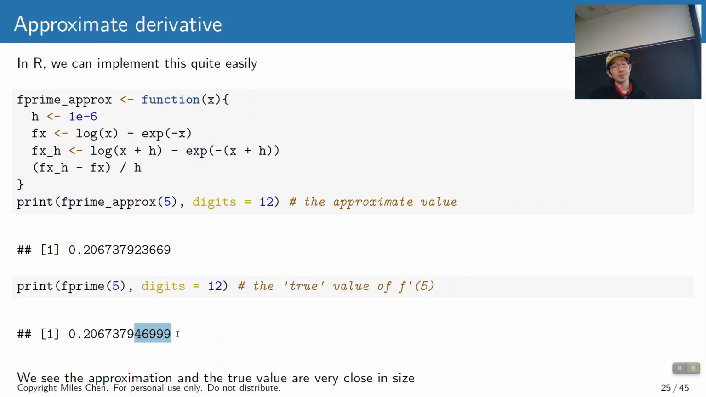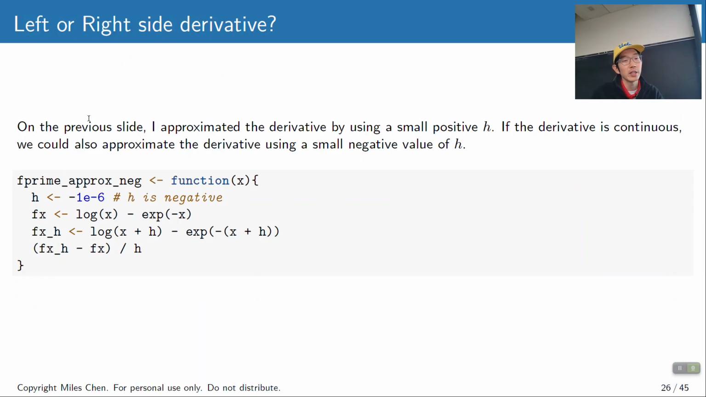In my opinion, that's pretty good. Here I did x plus h, where h is this positive quantity, 10 to the minus 6. In calculus, you learned about discontinuities and derivatives, and you probably learned about what the derivative is when you approach 0 from the right-hand side, and what it is when you approach 0 from the left-hand side.